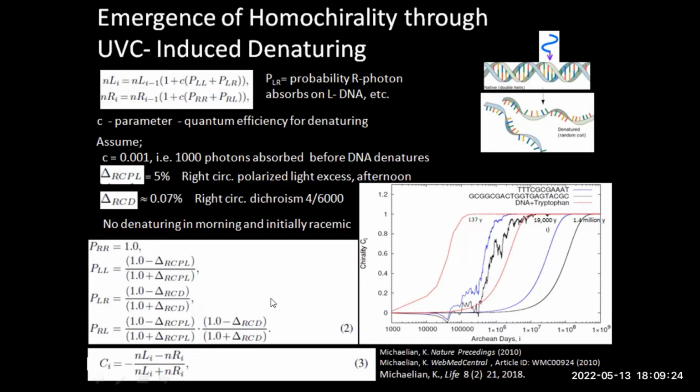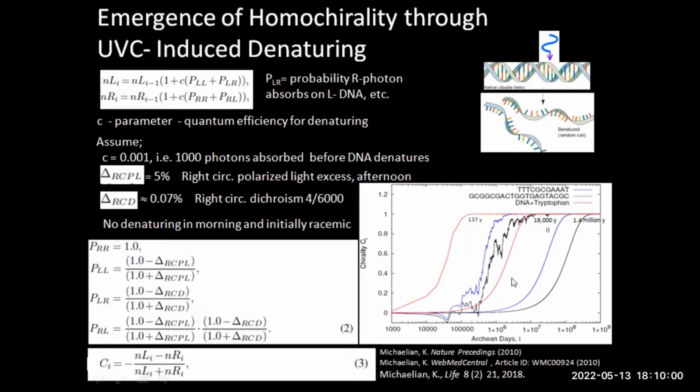And this is a recursion relation, so it's a function of generation. Because each generation is 1 day, in the Archean days, which were about 16 hours long, then we can calculate how long it would take to get to 100% chirality or homochirality. And there are two different calculations here. One is assuming that the photon is absorbed given these probabilities, but it doesn't matter what the energy absorbed is. So these are continuous probabilities.